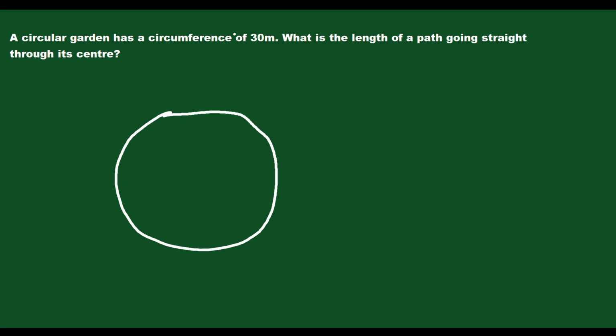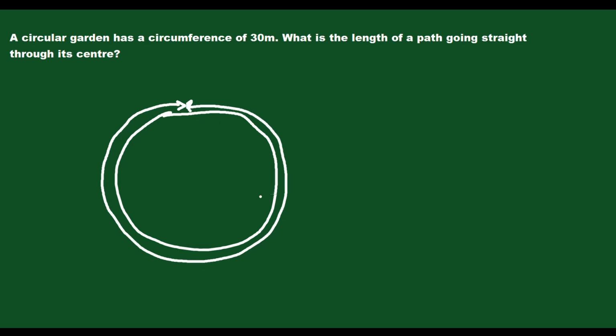So what is the circumference? Well, the circumference is talking about the length going around the outside of the circle, right? It's the perimeter of a circle is another way to say it. That length is 30 meters. And the question is, what is the length of a path going straight through its center? So if you had a path going from here to here, for example, what would that length be?